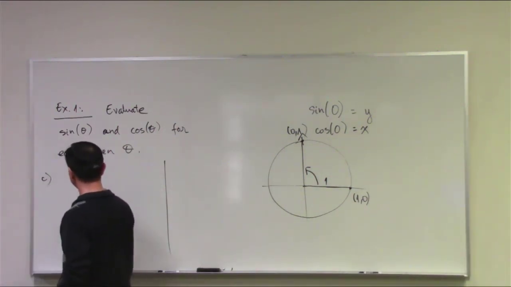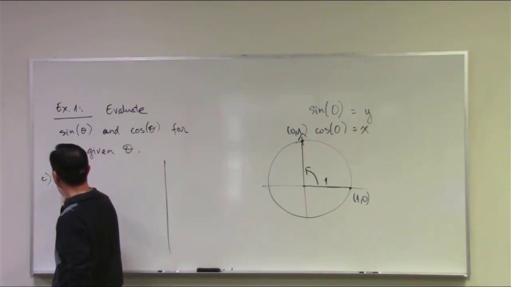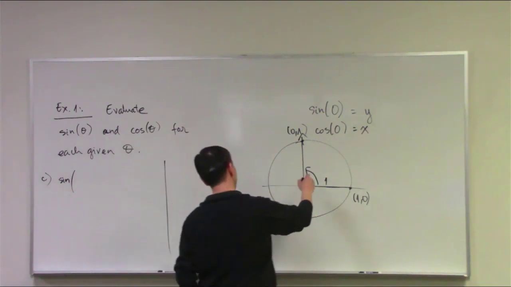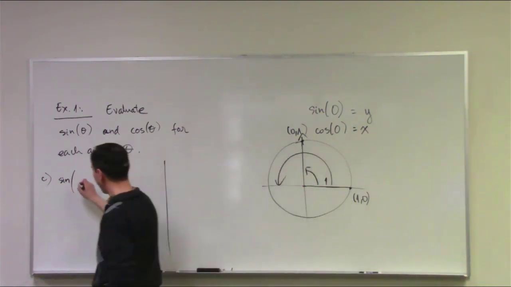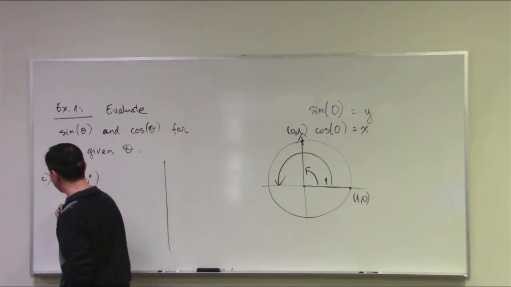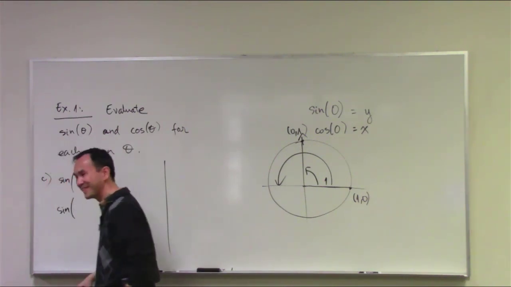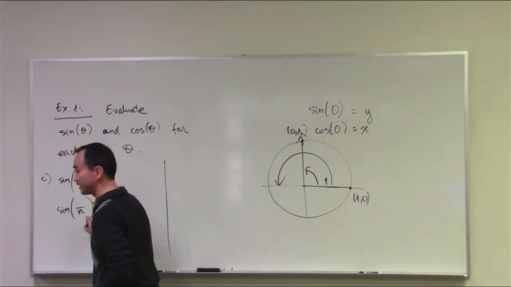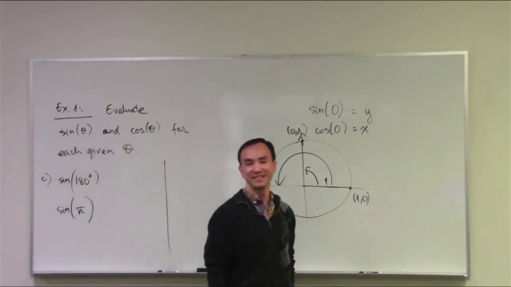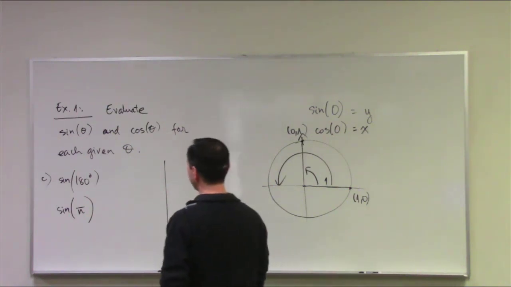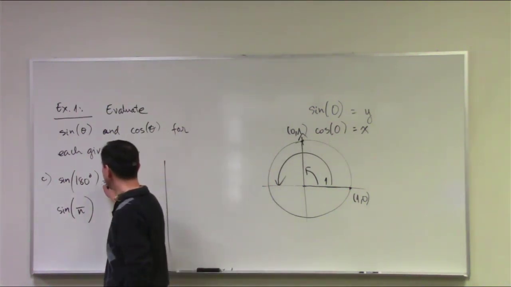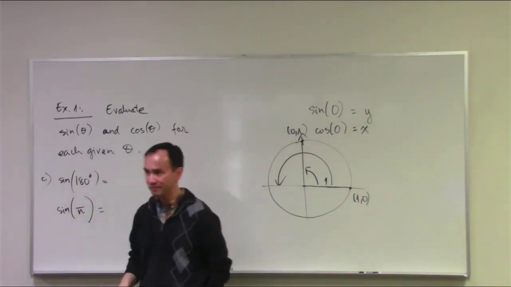Now, the angle here, guys: when you open up 180 degrees, what angle is this? I call it 180 degrees. How do you write it in radians? It's pi, right? So, what's sine of 180 or sine of pi?